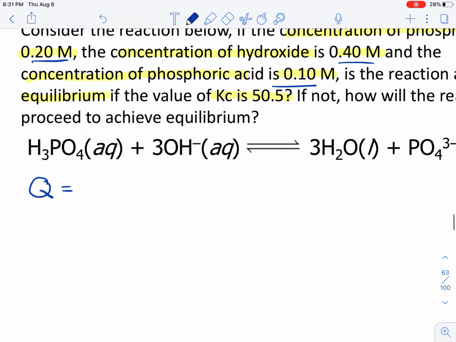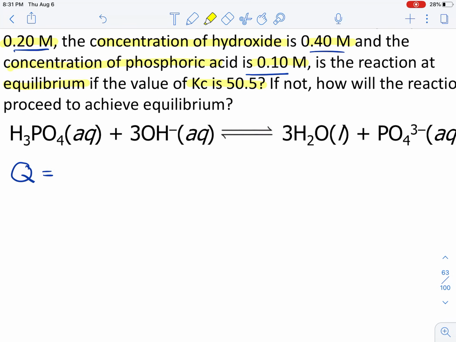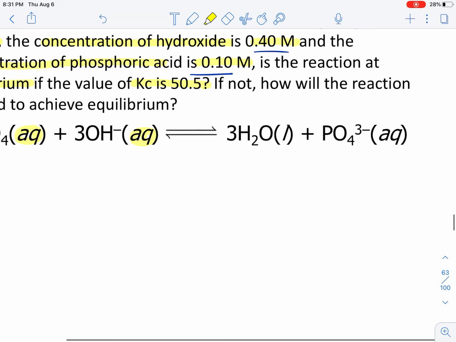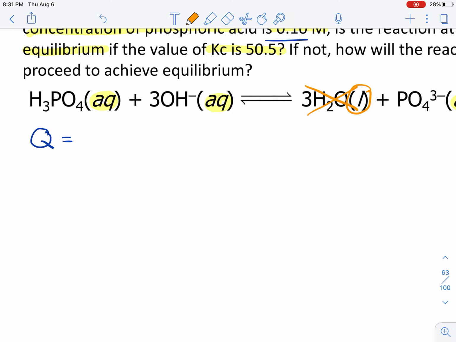And we know that we can do that by writing the mass action expression. Looking at the physical states of matter, we have aqueous and aqueous. The reason I ignored water is because it's liquid in state. If you recall, any substances that are in liquid or solid state will not be written in the mass action expression because the ratio between the amount and the volume will always be the same regardless of how you change that specific substance.